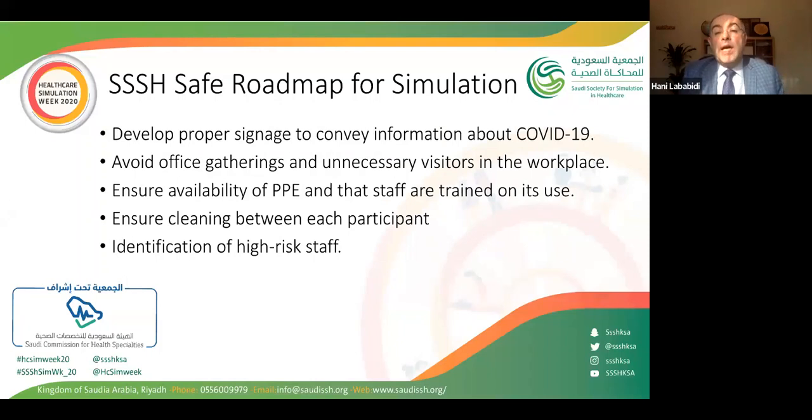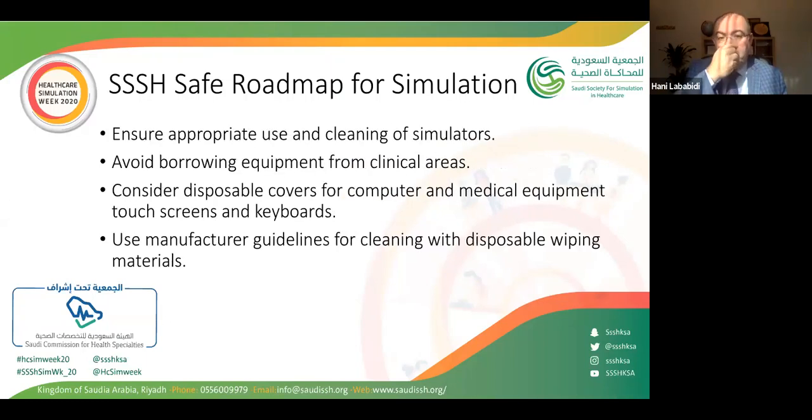You need proper signage to convey the information on COVID. Avoid gatherings and unnecessary gatherings. We have a lot of social talking in simulation, so you have to use distancing and decrease gathering as much as possible, and have enough PPEs, and identify high-risk staff, elderly staff, and patients with comorbidities, so they won't get COVID, hopefully.